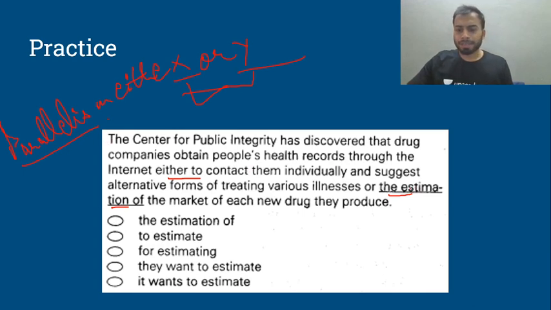Either to contact or to, what will be parallel with contact? Estimate, or to estimate, right? The estimation of, for estimating, they want to estimate, it wants to estimate. We'll do away with all these options because only option B is parallel to either to contact them or to estimate the markets of each new drug they produce.